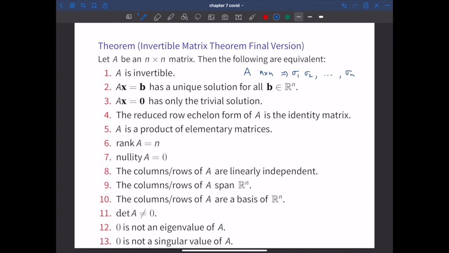Now, if 0 is not one of these singular values, then what that means is that these are all non-zero. Now remember, the number of non-zero singular values tells you the rank of the matrix. So if all of these are non-zero, it means the rank of your matrix is equal to n. And remember, that's equivalent to saying that the matrix is invertible. So knowing that 0 is not an eigenvalue and knowing that 0 is not a singular value, both of those are enough to tell you that your matrix has to be invertible, again in the case of a square matrix.